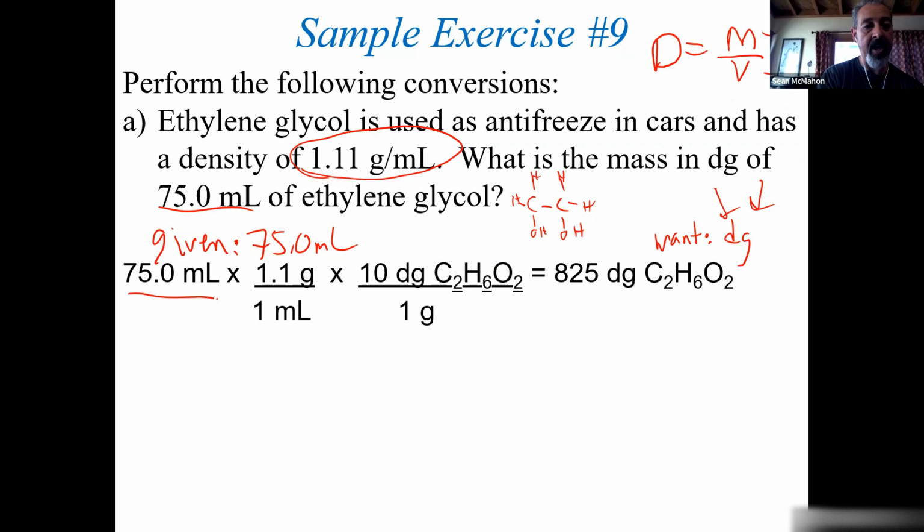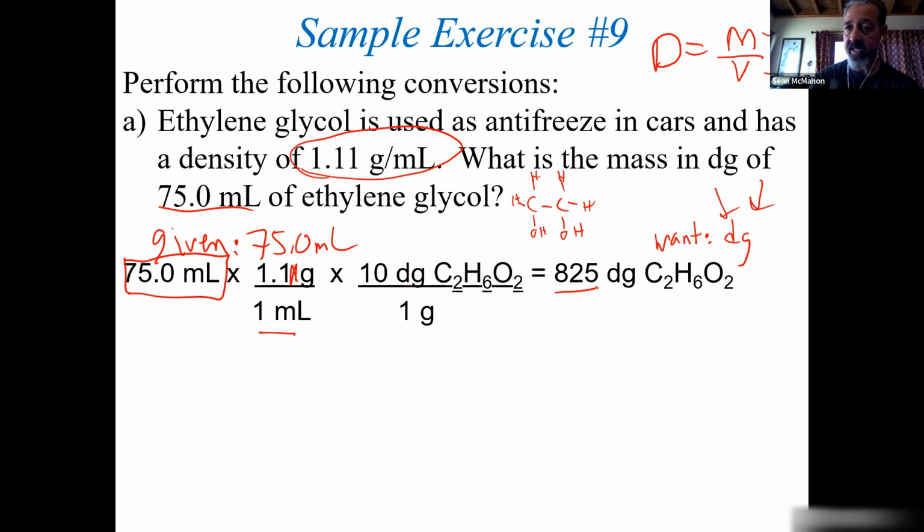So we see it right here. I start with 75 mils. In 1 mil, from the density, there's 1.11 grams. There should be a 1 there. And then in 1 gram, there's 10 decigrams of the ethylene glycol, and I get 825 decigrams.